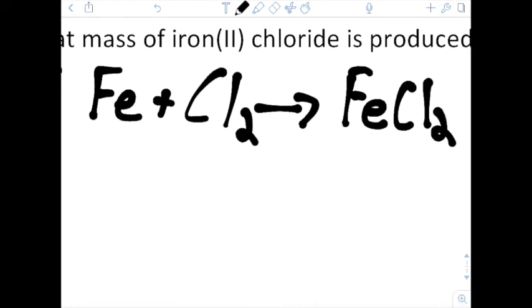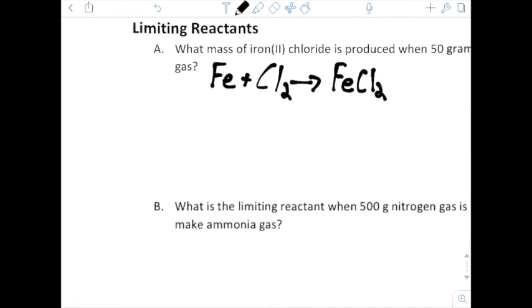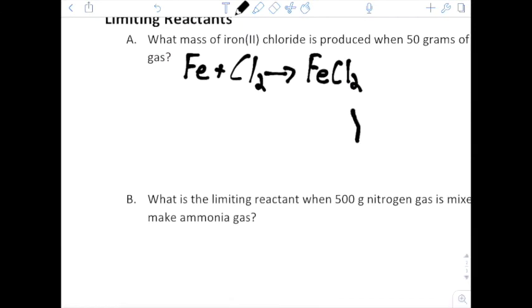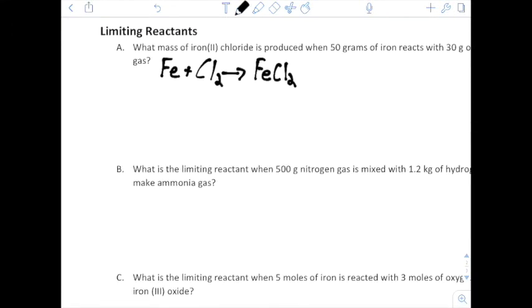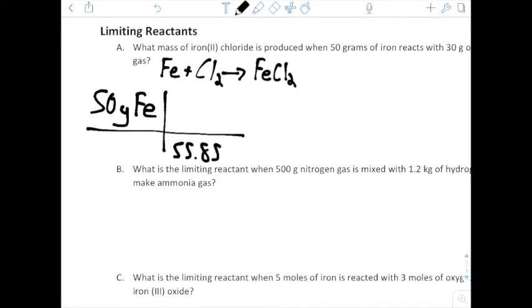Okay, there's our chemical equation. It's already balanced, so all of our coefficients are 1. When we're doing this, you can either convert to a product or convert to a reactant, meaning you have 50 grams of iron, and we convert it to moles of reactions. So in this, we convert it to moles, which 1 mole of iron is 55.85 grams of iron.